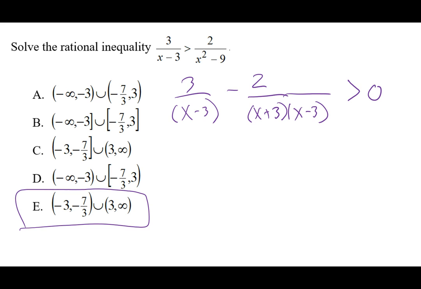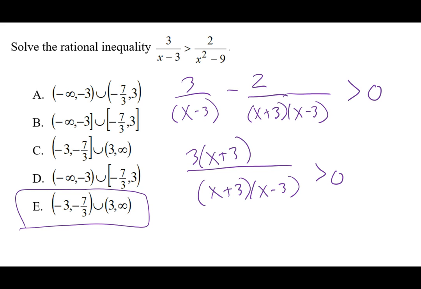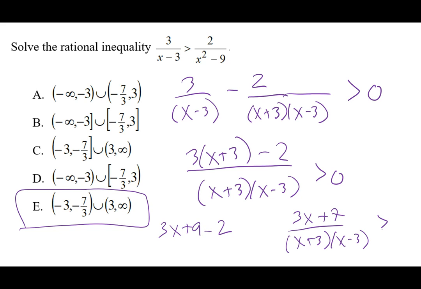Remember, you have to be in relation to 0. I'm going to go ahead and find a common denominator. So x plus 3, x minus 3. I would have to multiply the first term by 3 times x plus 3 over x plus 3, and then minus 2. So in the numerator, that's going to be 3x plus 9 minus 2. If I clean that up, that's going to be 3x plus 7 over x plus 3, x minus 3. And that's going to be greater than 0. So this is ultimately the inequality that you should be solving.